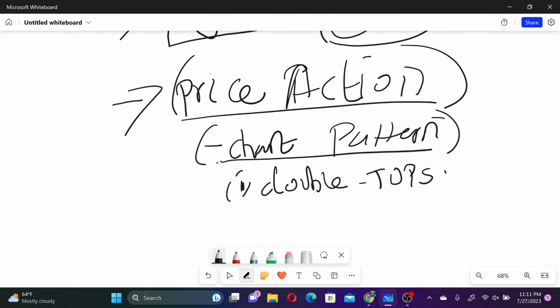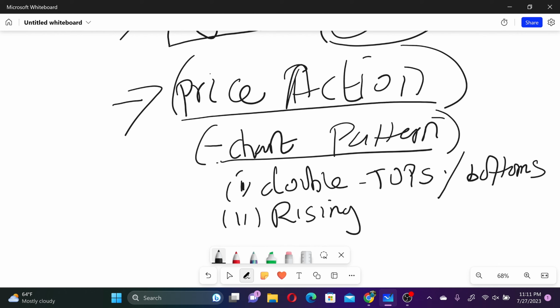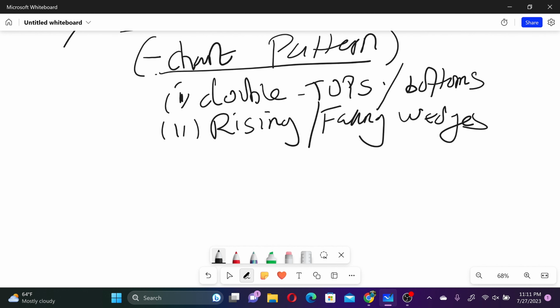We have double tops and bottoms. We have rising and falling wedges. You have to learn about this, because we are going to combine all of them to form a very good strategy. You have to understand this, because sometimes the market can form this and not form all these other things.